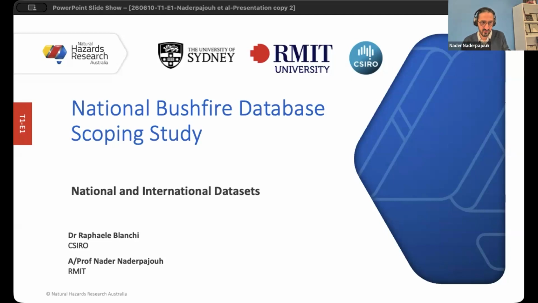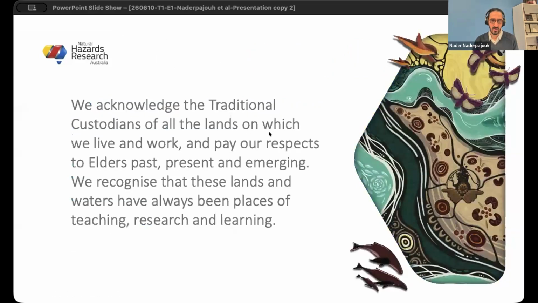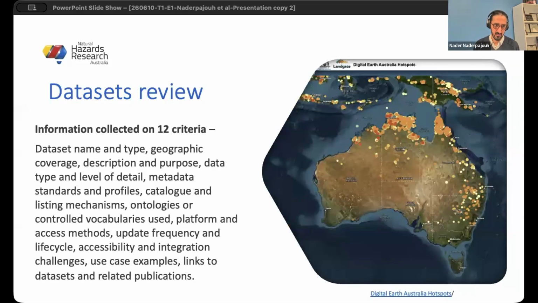Rafi and the team at CSIRO with Jonathan have studied the national and international comparatives of the databases, which I touched on at the start. So in her part, we wanted to provide more details on these comparisons. Information is collected on 12 criteria: dataset names and types, geographic coverage, description and purpose, data type and level, metadata standards and profiles. So this is different information that we use for categorizing the different systems that are used internationally and can be shared.